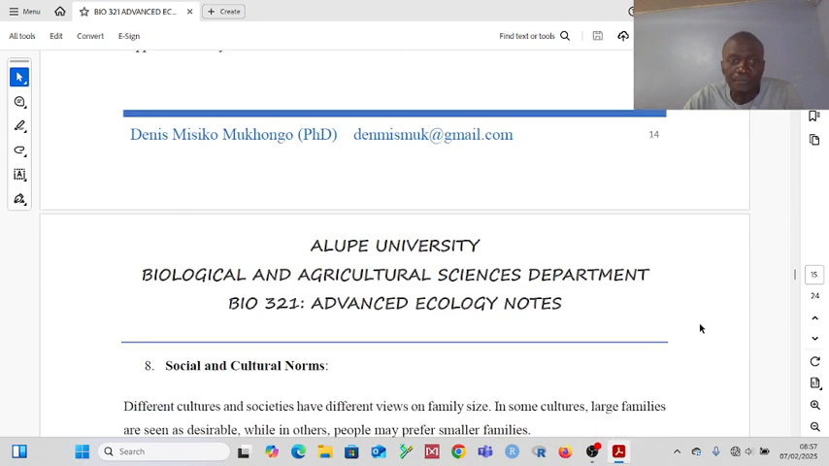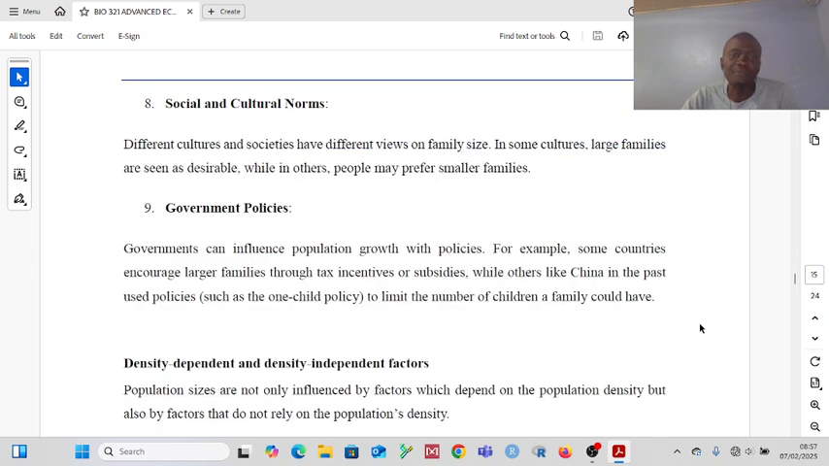Okay? Then the social and cultural norms. There are different cultures which prescribe a certain number of children. Okay? So different cultures will come up with different expectations. And because we grow up in societies, we will inherit this thinking and this understanding. Then the last bit is the government policy.